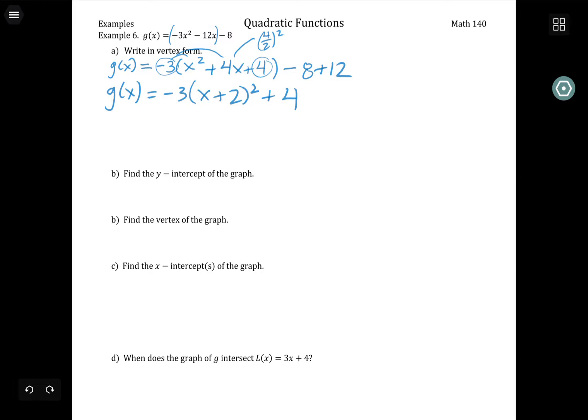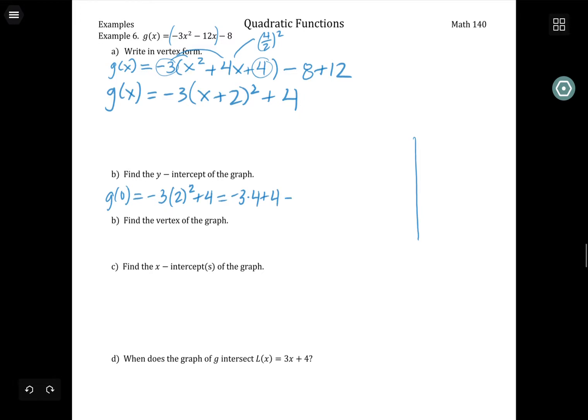So I know completing the square was hard, but we've done it enough that I'm hoping this is starting to feel fairly painless and be a pretty good tool that we can use. Okay, so I want to find my usual y-intercept, vertex, x-intercept, and I'm going to just do a sketch over here. I didn't leave myself room for it. So let's see, the y-intercept of the graph, plug 0 in for x, and I get negative 3 times 4 plus 4, so negative 12 plus 4 is negative 8. Okay, so our y-intercept is (0, negative 8).